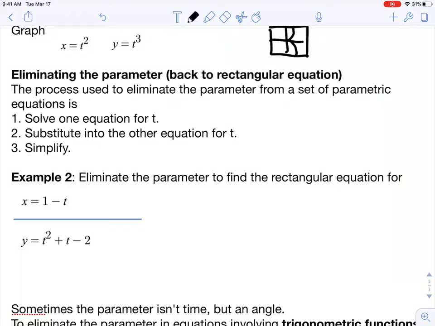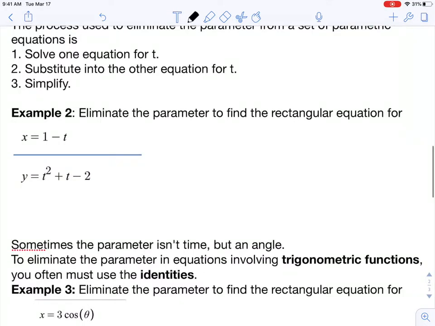Okay, so we substitute and then we simplify. So eliminate the parameter in one of the equations. Well, let's solve this first one. What will t equal? And I hope you have 1 minus x. And then plug it into the second equation for t.